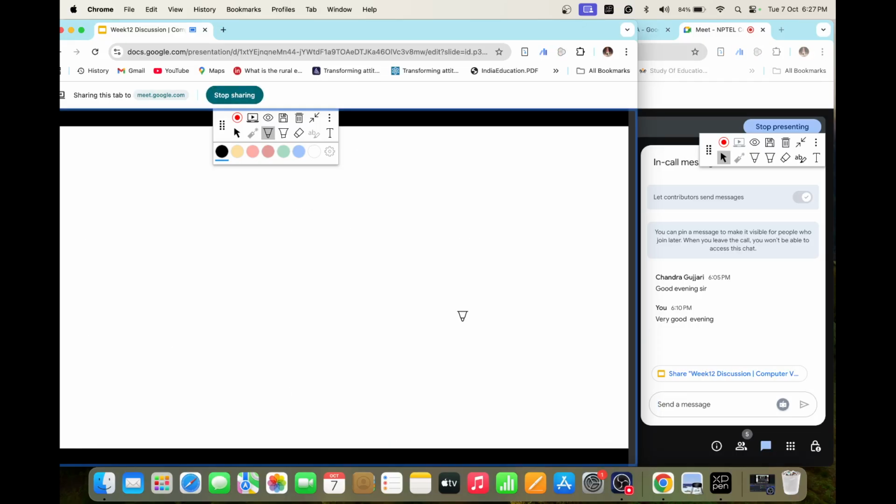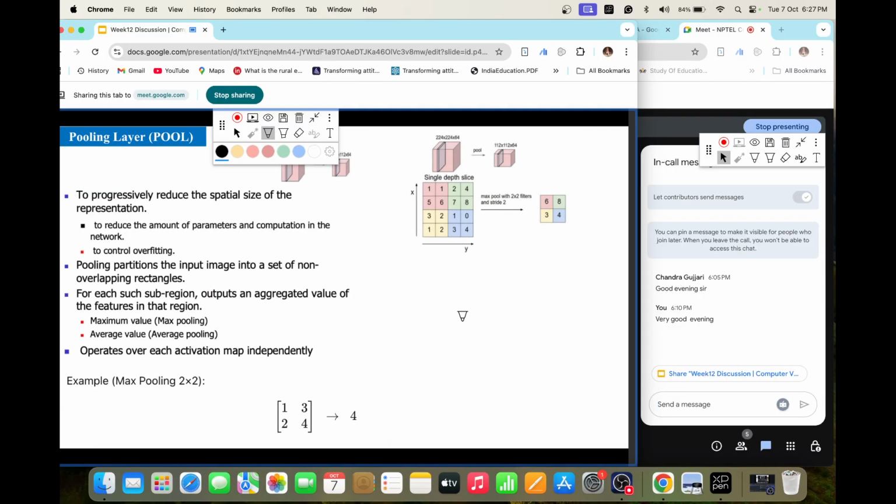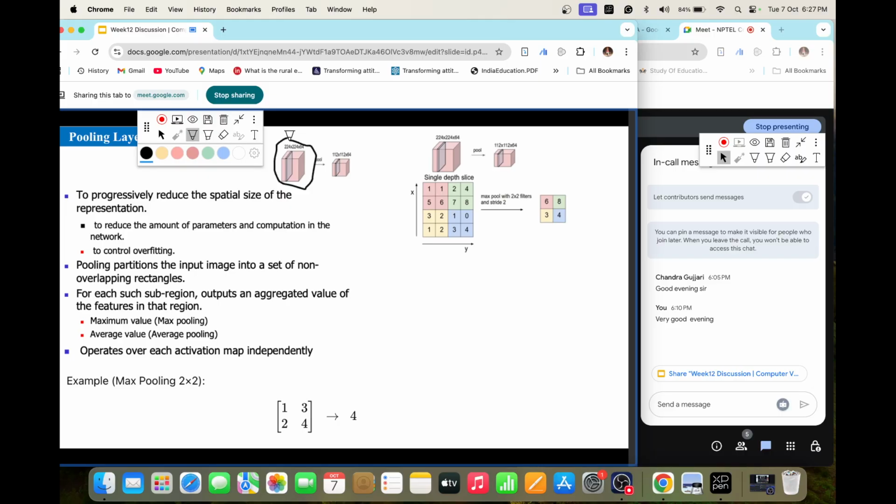Now our next topic is the pooling layer. After the convolution layer, in the CNN we have the pooling layer. So what is this pooling layer? Pooling is nothing but progressively reducing the spatial size of the representation. After the pooling layer, we can easily reduce the spatial size of the layers. So that is pooling.